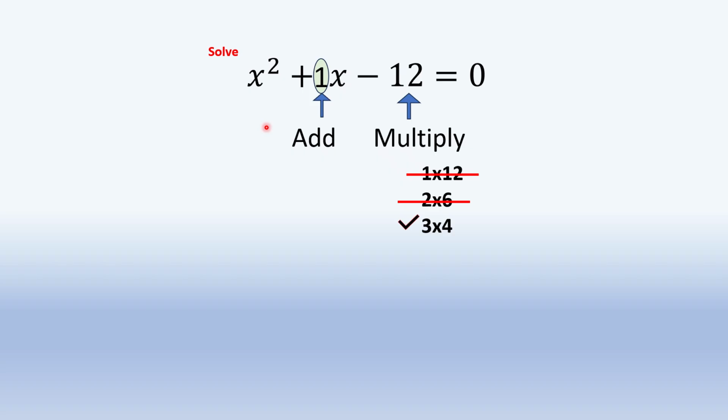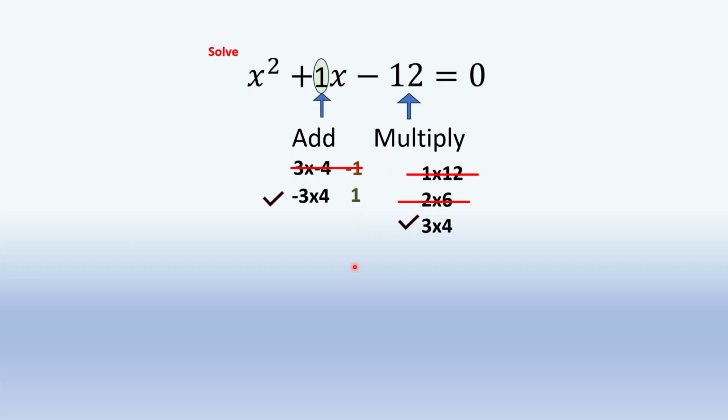We need these. But then, because this is negative 12 here, one of them must be a negative, because negative times positive is a negative. So it's either 3 times negative 4 or negative 3 times 4. Which one? We don't know, but we know they must add to make 1. What is 3 plus negative 4? It's negative 1. It's not 1, so this is not an option. Now, what's negative 3 plus 4? It's 1. That's our solution.